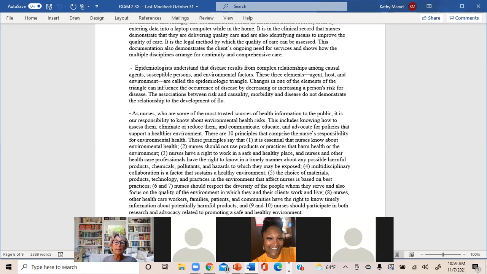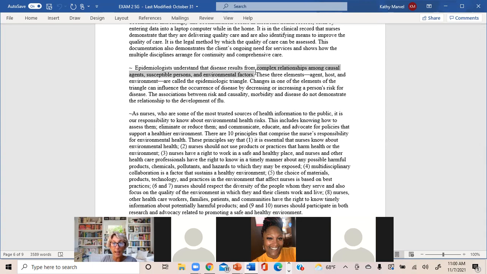Exactly right. And since it's hard to predict the environment, which is the third prong of this triangle, it depends on what's going on in the environment, right? Of how agent and host are going to interact. What's going on in the environment. Okay, so epidemiologists understand that disease results from complex relationships among causal agents. What is that? I don't know if we talk about what is complex relationships among causal agents. Do you guys remember what that's the definition of?